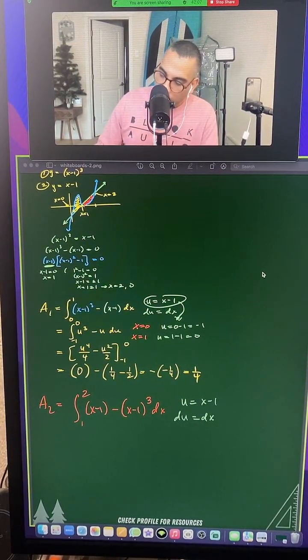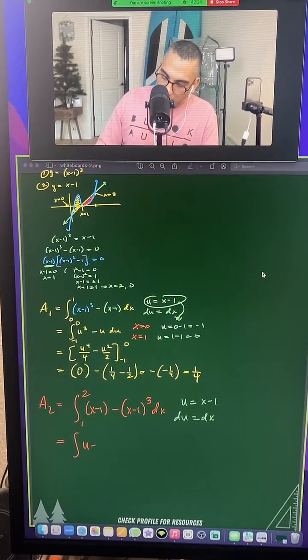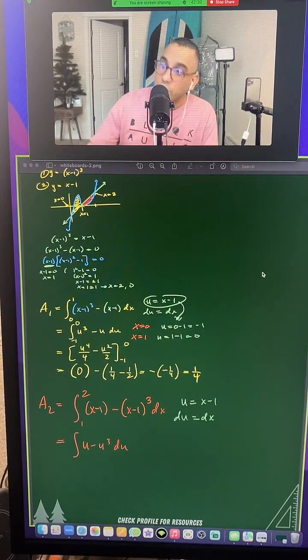All right, so let's go ahead and try this exercise. Before I even continue, can you guys see that? Yes. So we're going to do the integral of u minus u cubed du. Okay, so let's talk about the parameters. Now we want the parameters in terms of u.